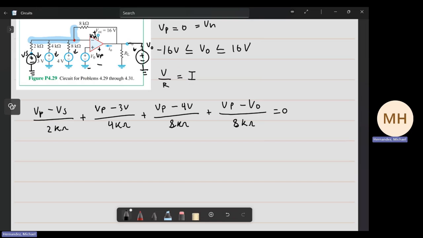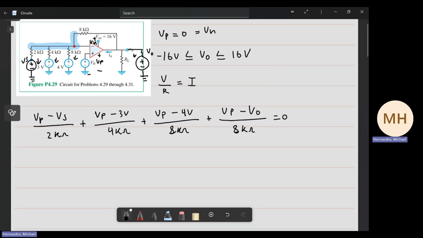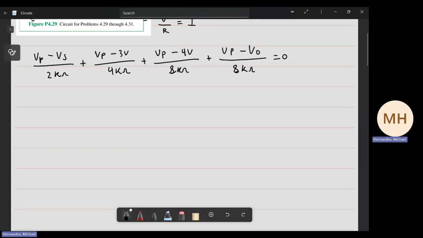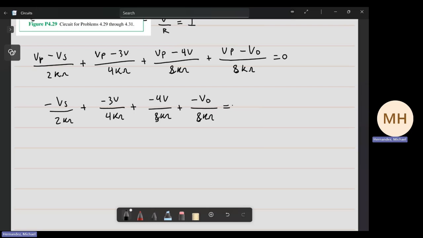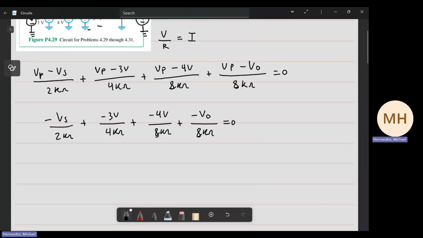Okay, so from here we know that VP is equal to 0 right here. That's what we figured. And so we could just zero everything out. So it's going to look like this: VS over 2K ohms plus negative 3 volts over 4K ohms plus negative 4 volts over 8K ohms plus negative VO over 8K ohms, and it's equal to 0. All right, so we have this.